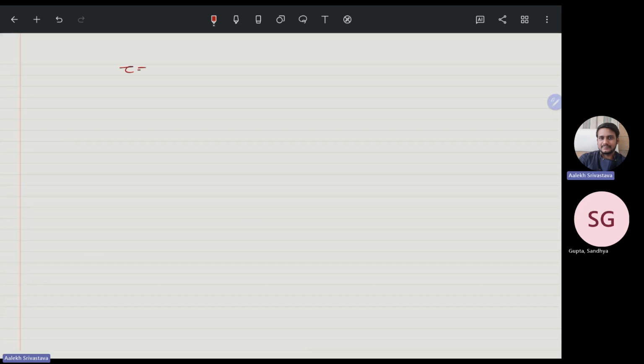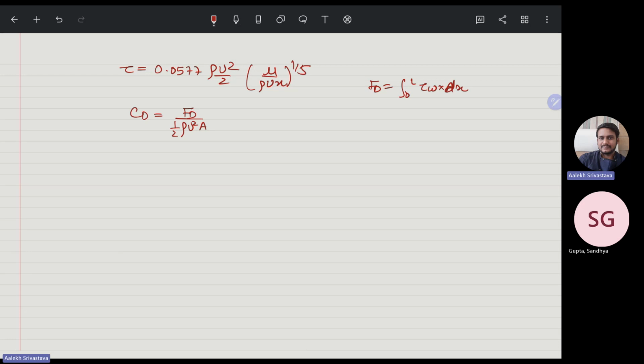So I'm writing the expression directly. So tau wall is 0.0577 rho u square by 2 into (mu by rho u x) raised to 1 by 5, and the coefficient of drag will come as FD upon half rho u square A, and FD is the integral from 0 to L of tau wall into dx. If you just integrate everything, you will get CD is equal to 0.072 upon Re_L raised to 1 by 5.